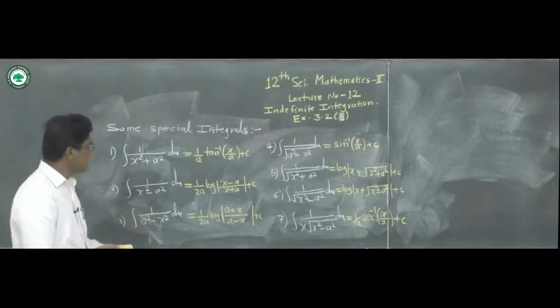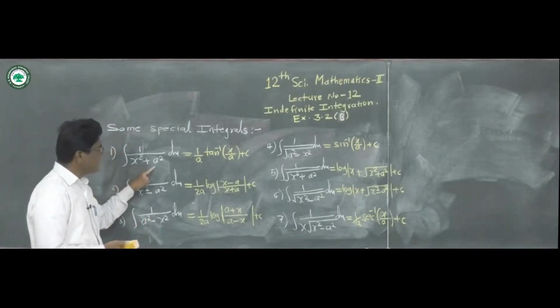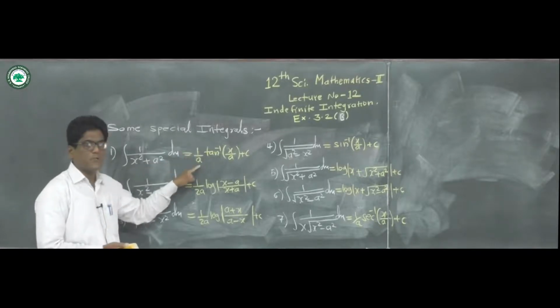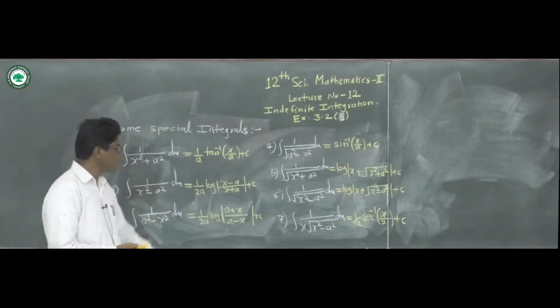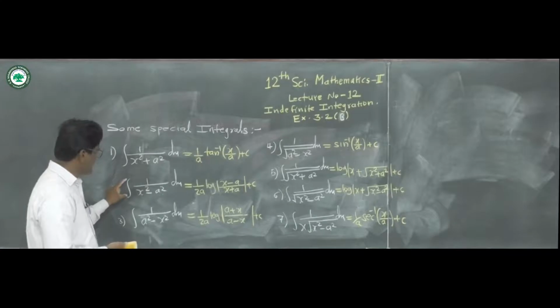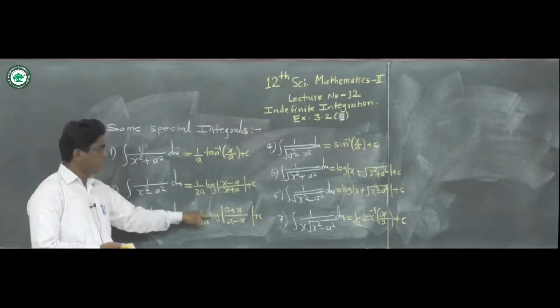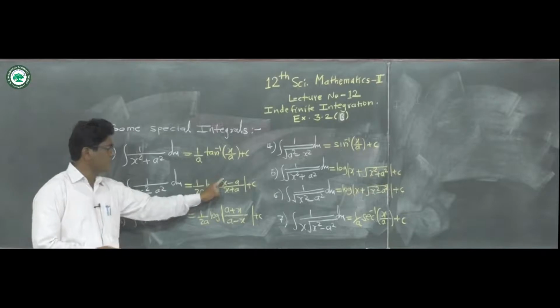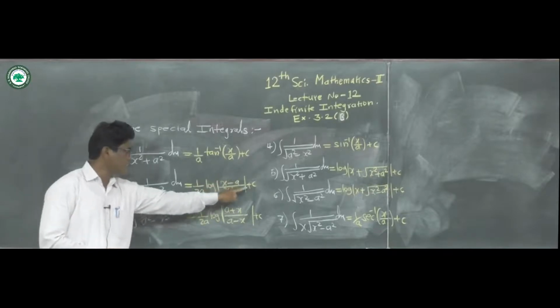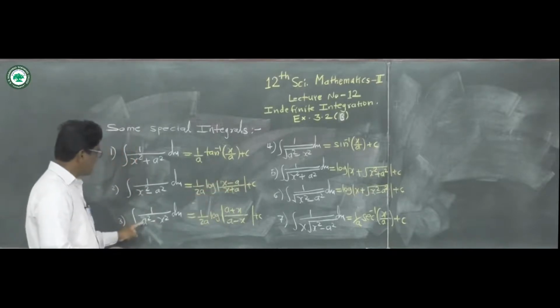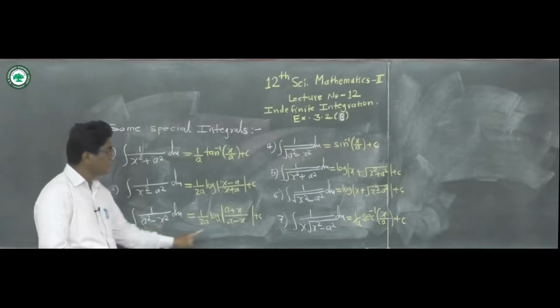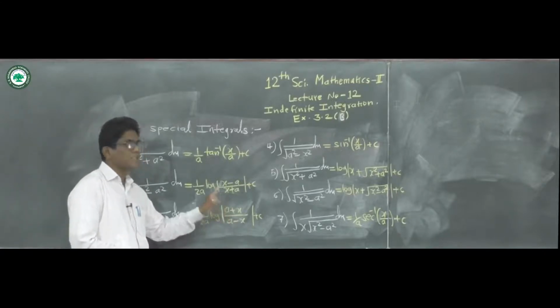So again revise this: integration of 1 upon x square plus a square dx is equal to 1 upon a tan inverse of x upon a plus constant of integration. Here integration of 1 upon x square minus a square and integration of 1 upon a square minus x square is equal to 1 upon 2a log of, here x square minus a square, so x minus a upon x plus a, plus constant of integration. Here 1 upon a square minus x square, so here a minus x, and in the numerator a plus x, plus constant of integration.